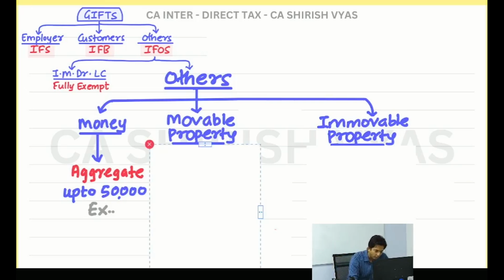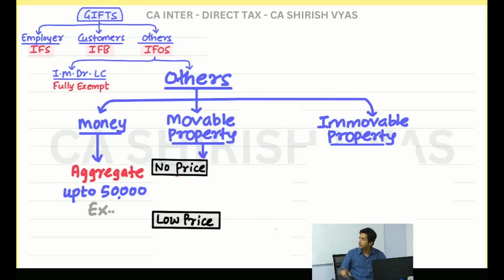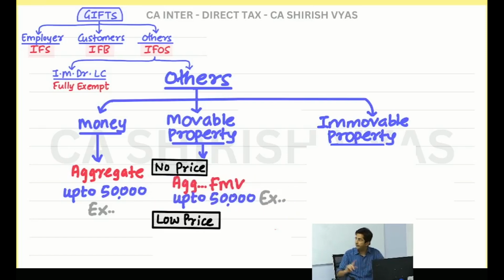So see, on the screen you will find something. No price, low price. See, if there is no price, then it is a gift only. But if it is low price, then also it's a gift. But the element of gift is the difference. So see, here what I have written, read. If it is no price, what will you do? Aggregate FMV. For example, 2-3 people gave me free gold. Just add up all the market value. And if it is up to 50,000, then exempt.